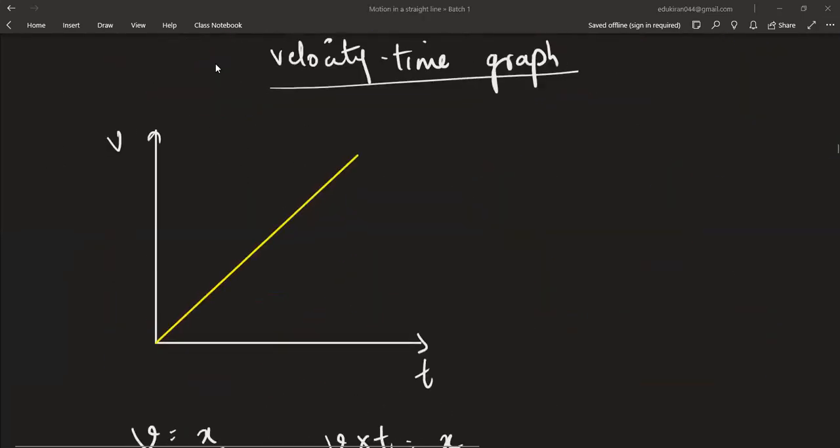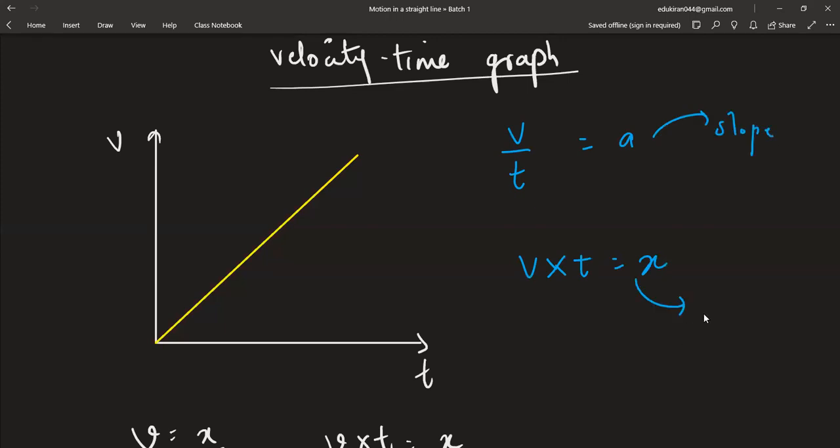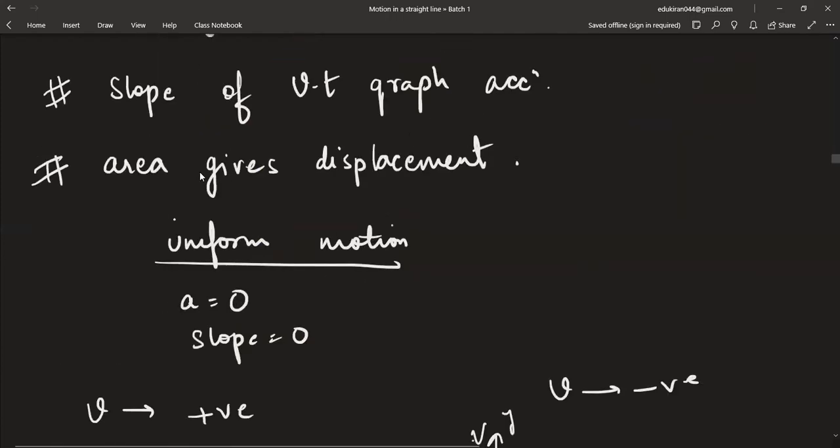So that was all about the position-time graph. Now the velocity-time graph. Regarding the velocity-time graph also, I have briefed you on this. When you divide velocity by time, you get acceleration. When you multiply velocity and time, you get distance. So this will give you the slope, which will come when you divide, and this can be calculated through the area. So the slope of the VT graph gives acceleration, and the area gives displacement.